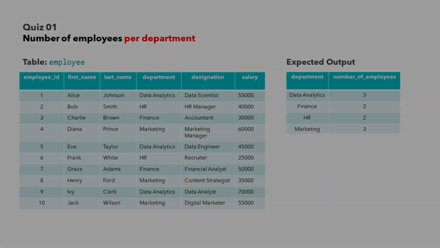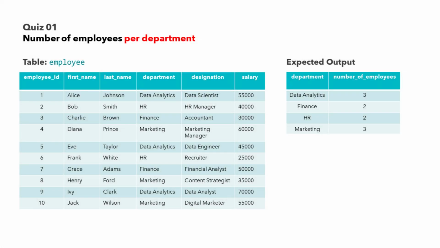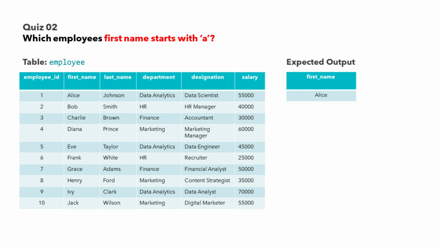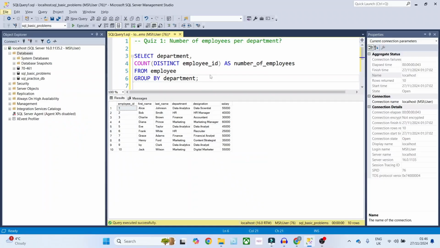Now it's time to test what you have learned and understood so far. Quiz 1. What are the number of employees per department? Quiz 2. Which employee's first name starts with A? Pause this video and do it yourselves. It should not take you more than 5 minutes. Have you solved it? If so, great. If not, no worries, as I will guide you through.